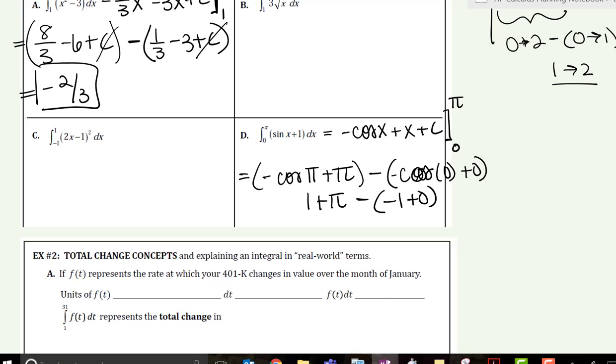It's strange times. So then when we get this all added together, you're going to get a 2 plus pi. And that is our definite area of this function from the integral from 0 to pi. If you want to do these other two, I would pause the video right now and I will throw the answers up just so you can double check yourselves.